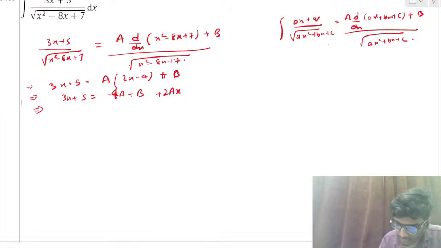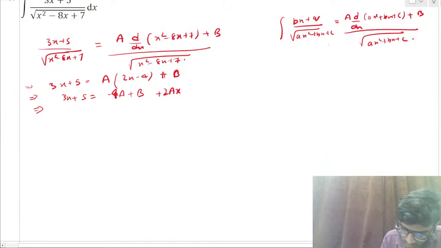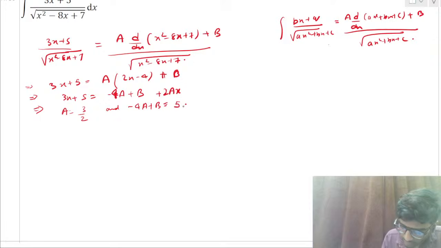Okay, we will try to finish it. Here, when we compare the coefficients, what will we get? This implies A is equal to 3 by 2, and minus 4a plus b will be 5. When we substitute the value of a, we get minus 6 plus b is equal to 5. We get b is equal to 11. So A is equal to 3 by 2 and b is 11.